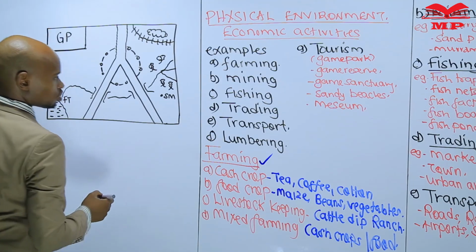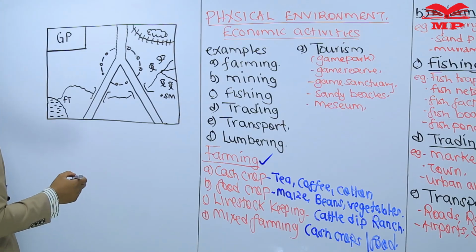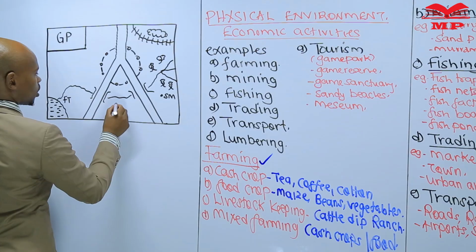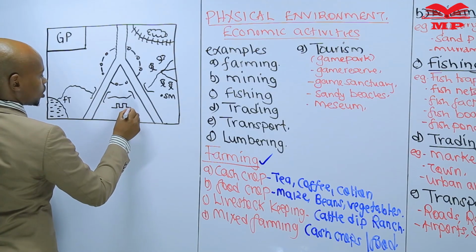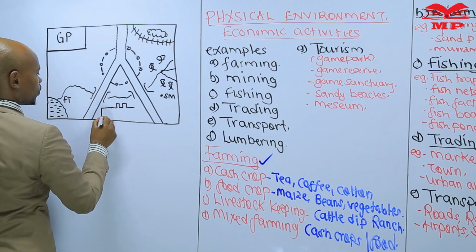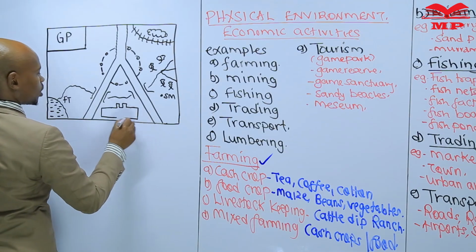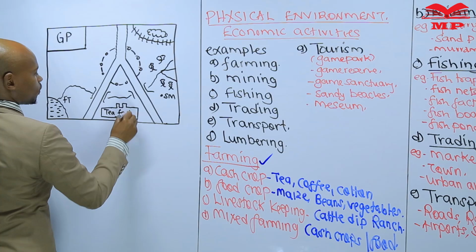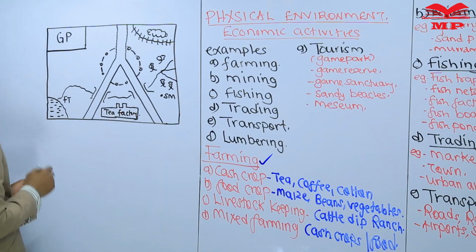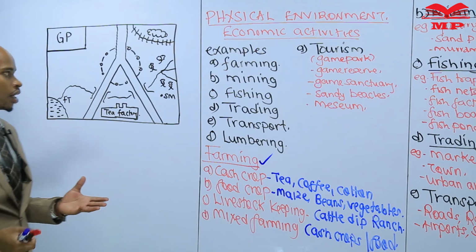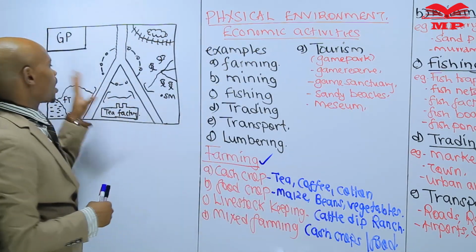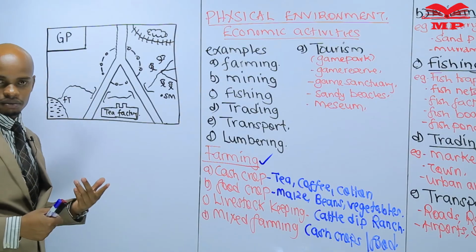And maybe to top it up, we can have a factory. And this factory is a tea factory. Now, that's a good example of a map. And we want to identify some of the economic activities that are carried out in this map.